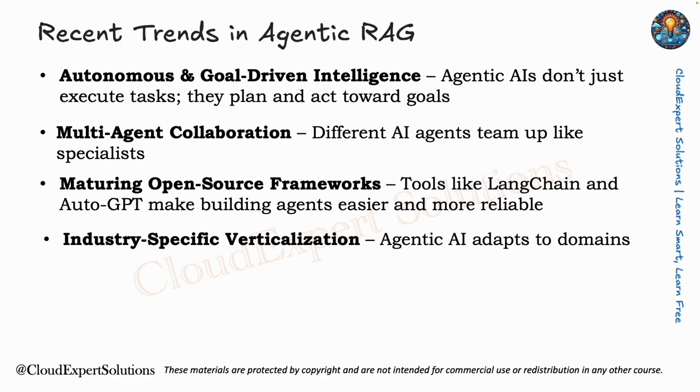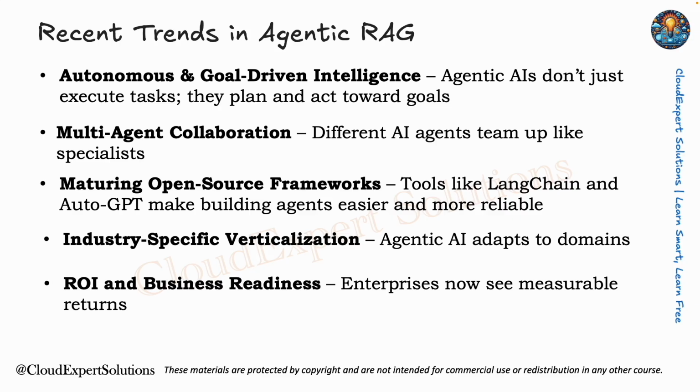Next, industry-specific verticalization. Agentic AI adapts to the domain. As an example, in healthcare, an AI agent can automate patient intake and match symptoms with treatment guidelines. And last but not least, ROI and business readiness. Enterprises now see measurable returns. As an example, a retail company may reduce customer service response times by 40% with an AI agent.